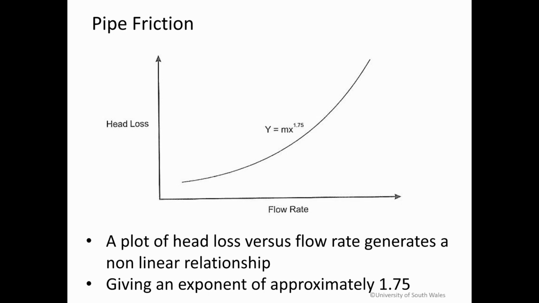For the piece of equipment in the laboratory, the relationship between head loss and flow rate is y equals mx to the 1.75. Obviously y is your vertical axis and x is your horizontal. So head loss is equal to mq to the 1.75. One of the things you'll have to do in the laboratory is plot head loss versus flow rate and show that the exponent should be close to 1.75. And if it isn't, why isn't it? You'll have enough information from the lab to plot that graph as a starting point.